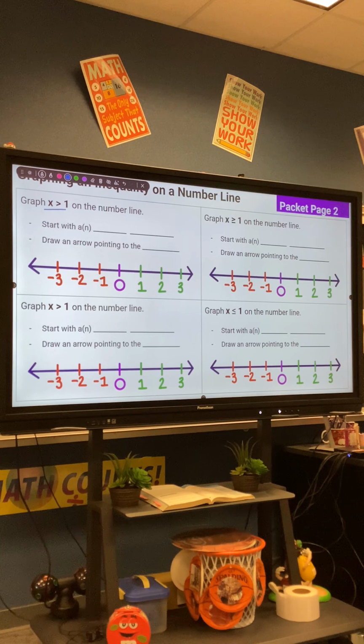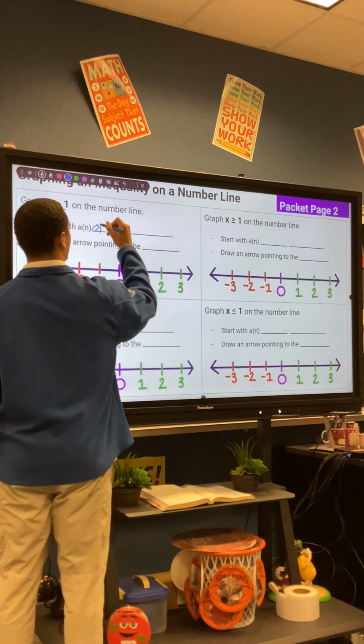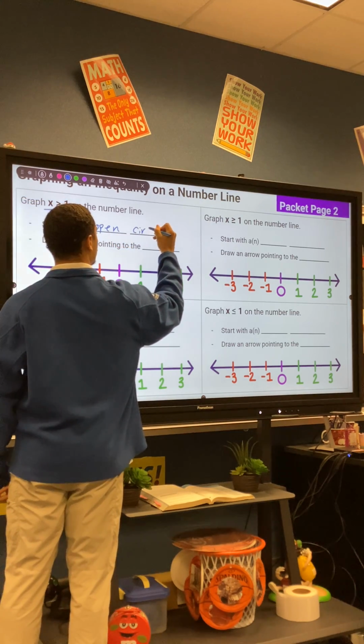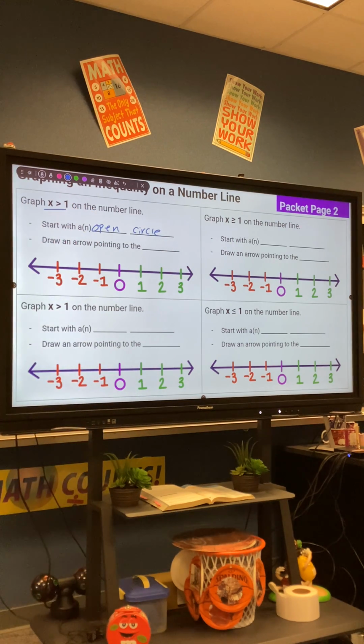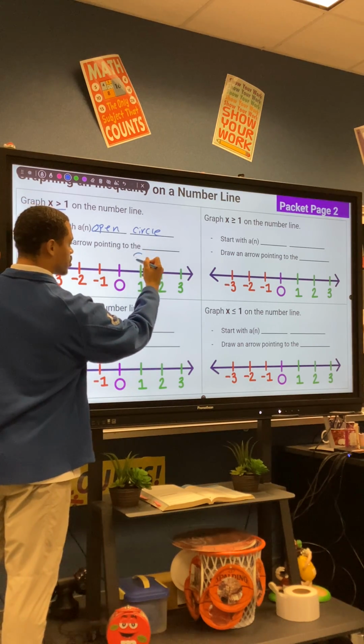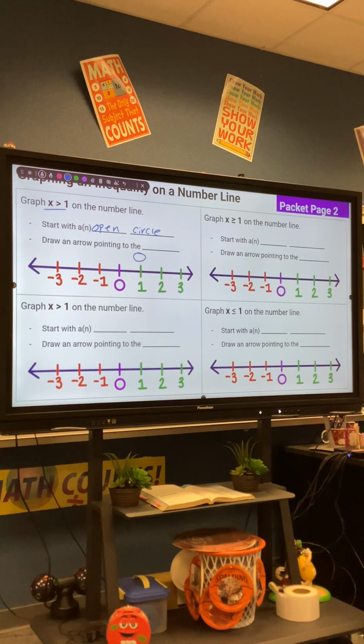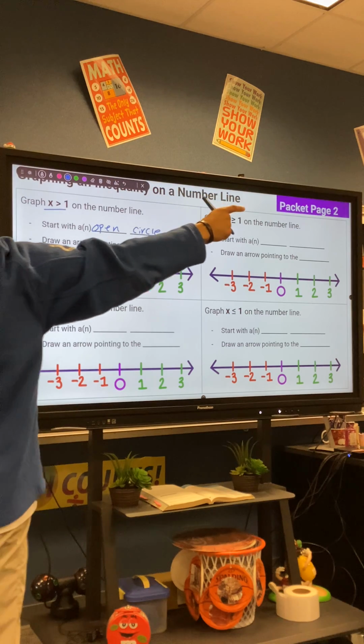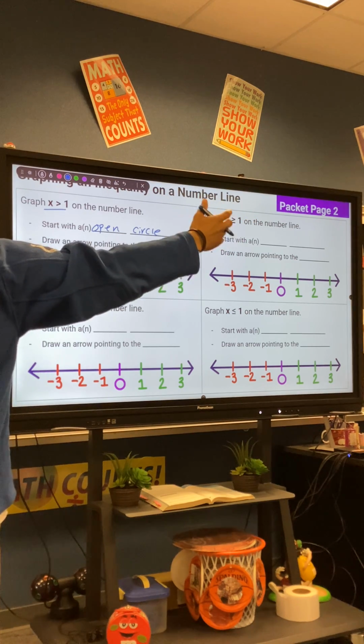So when I map my inequalities, remember how we said open circle, closed circle? So I'm starting with this is gonna be an open circle or a closed circle. Open. Your inequality signs tell you if it's open or closed. So on my nice number line, I'm gonna go to 1. I'm gonna draw a circle, and I'm not gonna shade it in. I'm gonna leave it open. Then this says draw an arrow pointing to the. Am I going to the right or to the left?